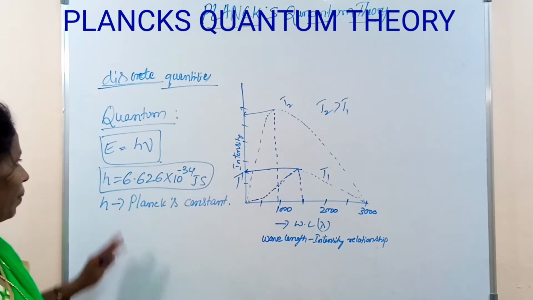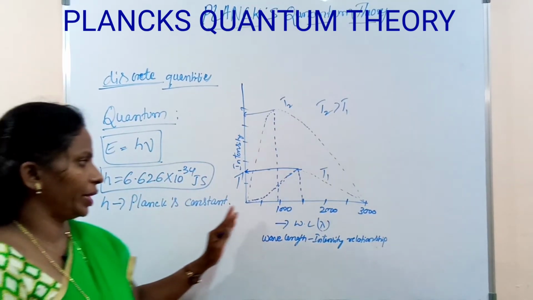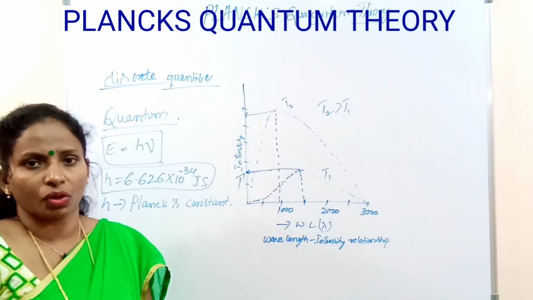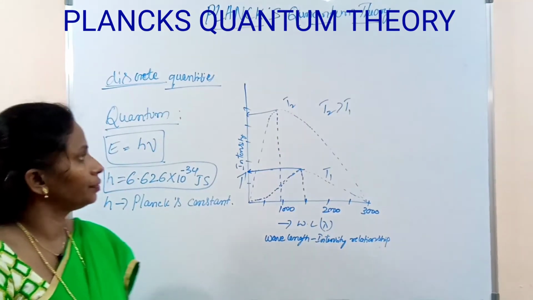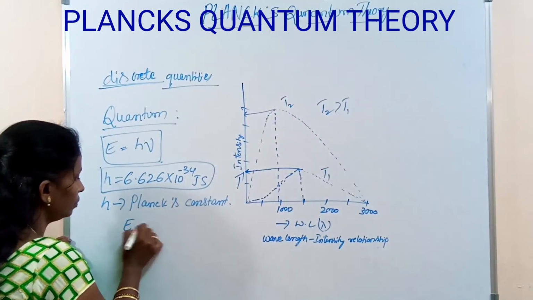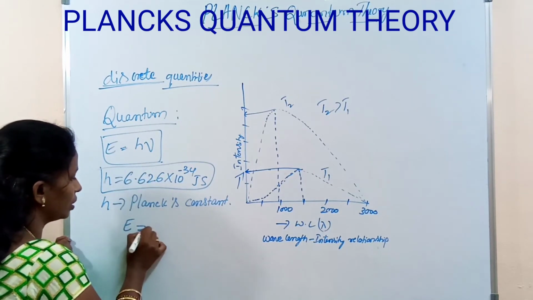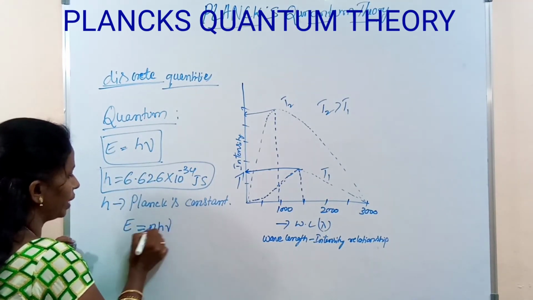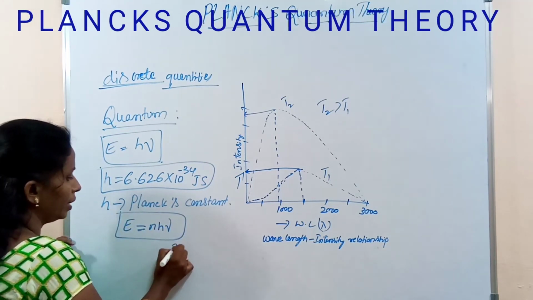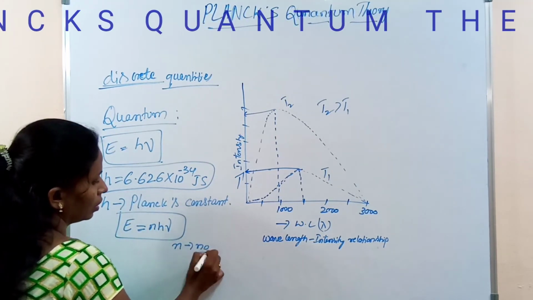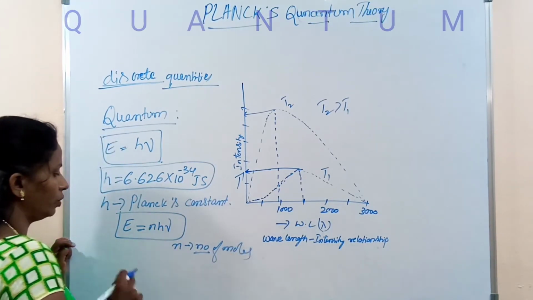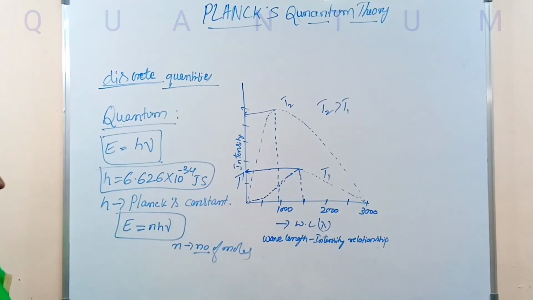Based on this theory, he was able to explain the results of black body radiation. For n photons, he gave the energy as nhν. For n quanta, E = nhν.